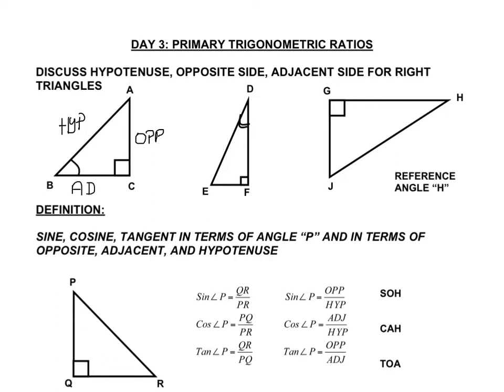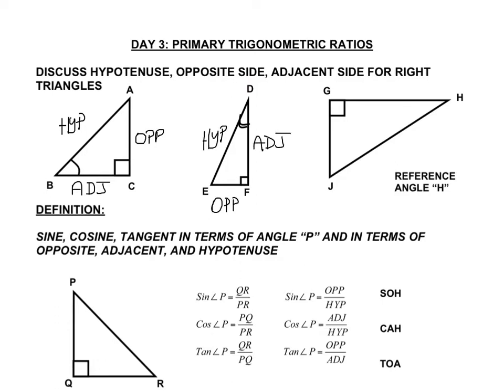If we look at the next one, our reference angle is D. So right now, why don't you pause it, try and label your hypotenuse first, then your opposite, and then your adjacent, and then you can compare it with mine in a second or two. So you try that right now, pause it, and hopefully you got it right. And now you can compare.